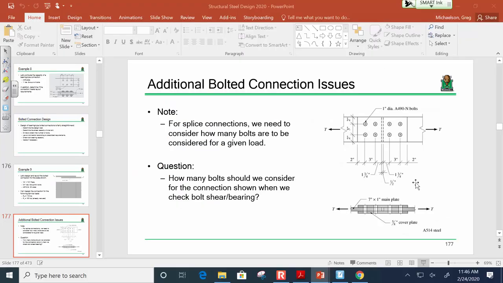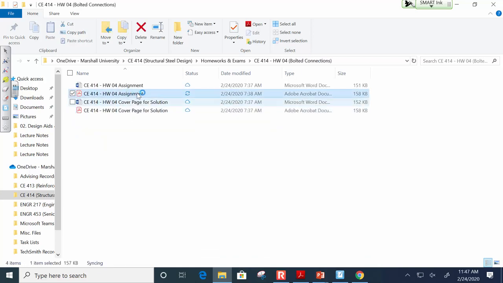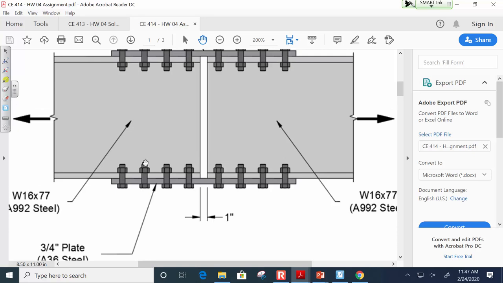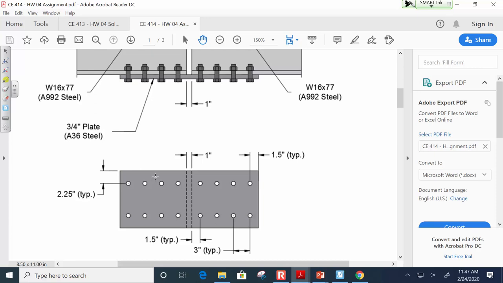So you all have this on a homework problem. Here's your homework assignment, and your first problem. I'm giving you a W16 by 77 that's being spliced together, so this is a tension member. If you look at one of these plates up top, it looks like there are 16 bolts, but you would only consider 8 of them. For instance, if I'm looking at this plate, 2 of these are edge bolts, 6 of them are interior bolts. Whether you look at this side or this side is irrelevant. 2 edge bolts, 6 interior. Does that make sense? Everybody okay with that?